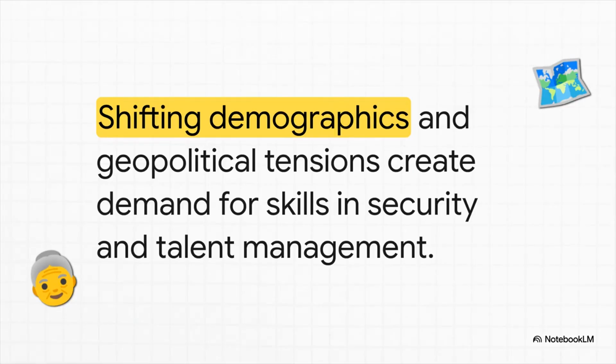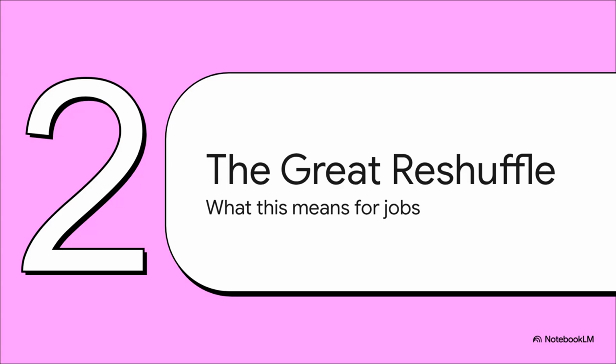And finally, the last 2 forces are kind of tangled together. We've got shifting demographics, think aging populations, and on the other hand, rising global tensions. Both of these are putting their own unique pressures on the job market, especially for jobs in things like risk management and talent strategy. So, okay, we've got these massive forces all swirling around. What does that actually mean for jobs in the real world?